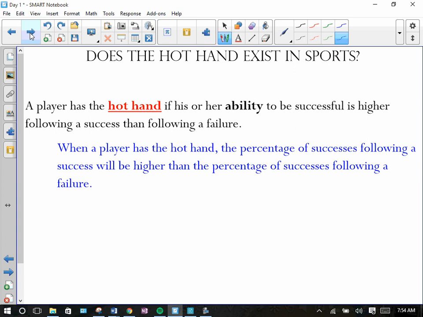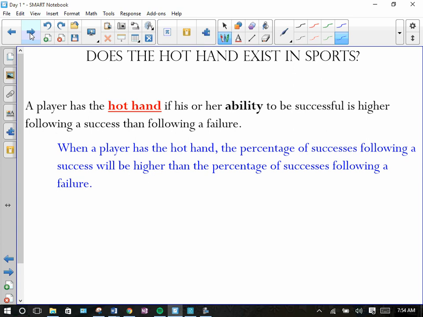Nelson, start writing. Alright. Player has the hot hand: his or her ability to be successful is higher following a success than following a failure.